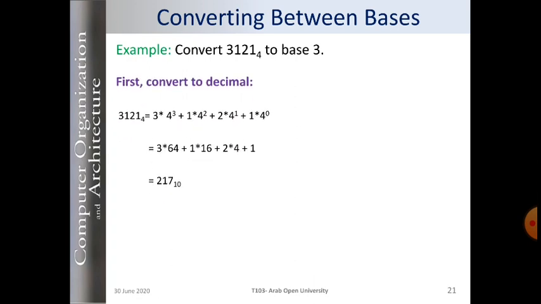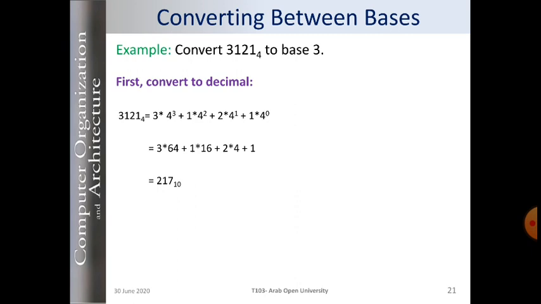let's convert it to a decimal number. So we have 1 times 4 to the power 0, 2 times 4 to the power 1, 1 times 4 to the power 2. We have 3 times 4 to the power 3. So the result is 217 in decimal. Convert 217 to base 3.